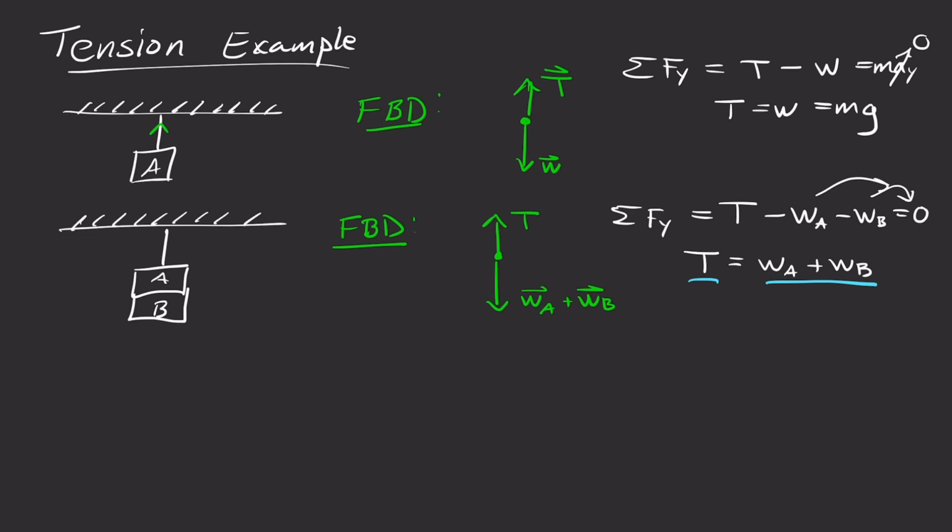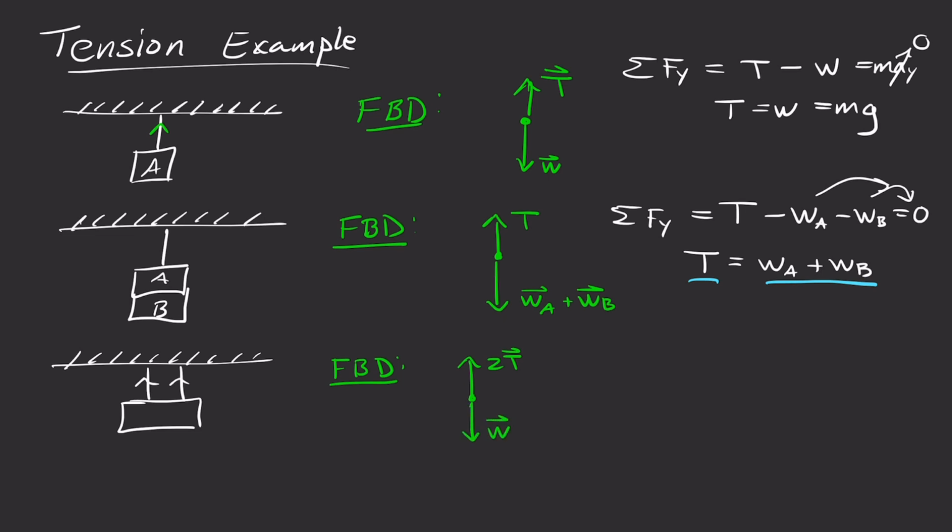Well, what if instead of having 2 blocks, maybe we take 1 block and then we have 2 identical ropes attached to it, and so they're both pulling up. Well, now if we draw the free body diagram, since these are identical, there's going to be 2 tension forces pulling up, and we're going to have the weight of this block pulling down.